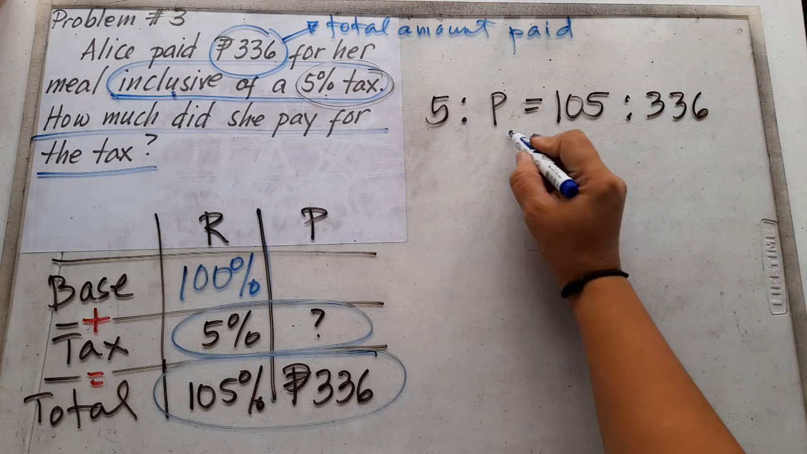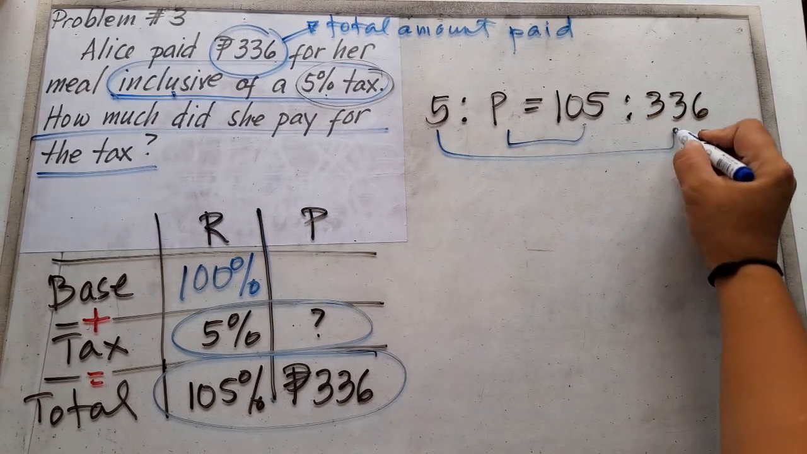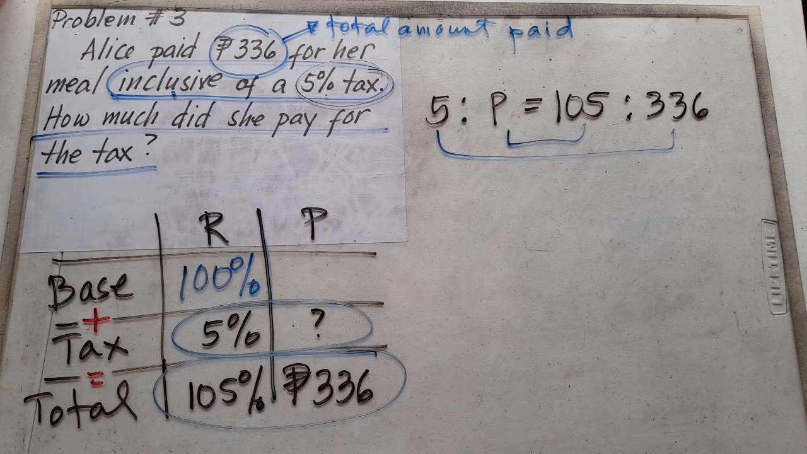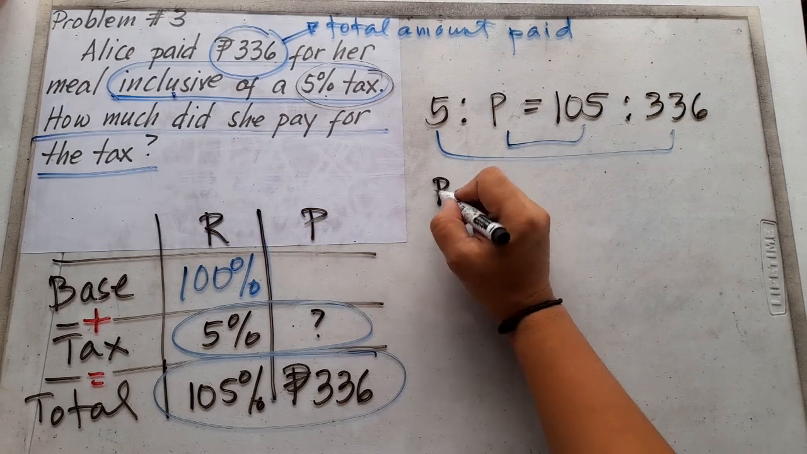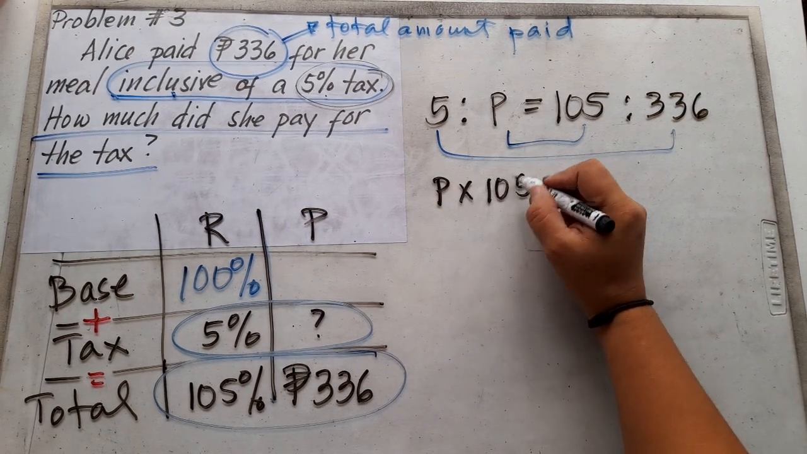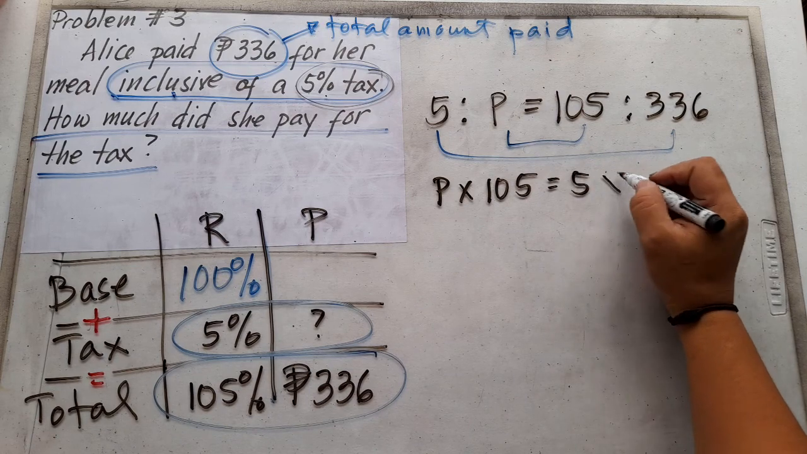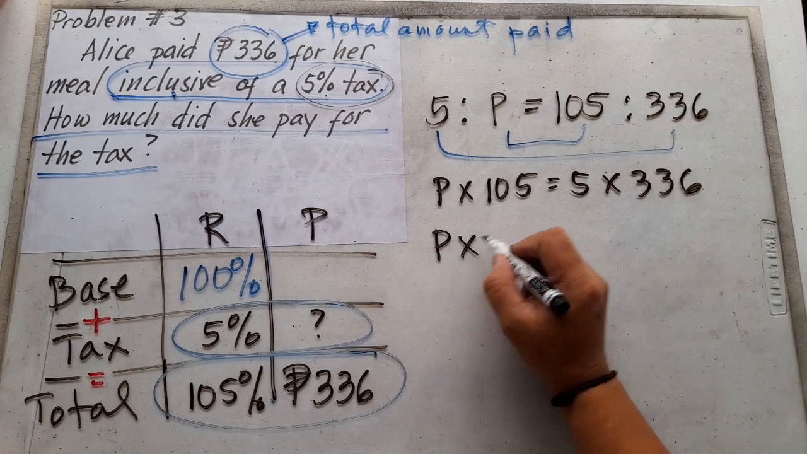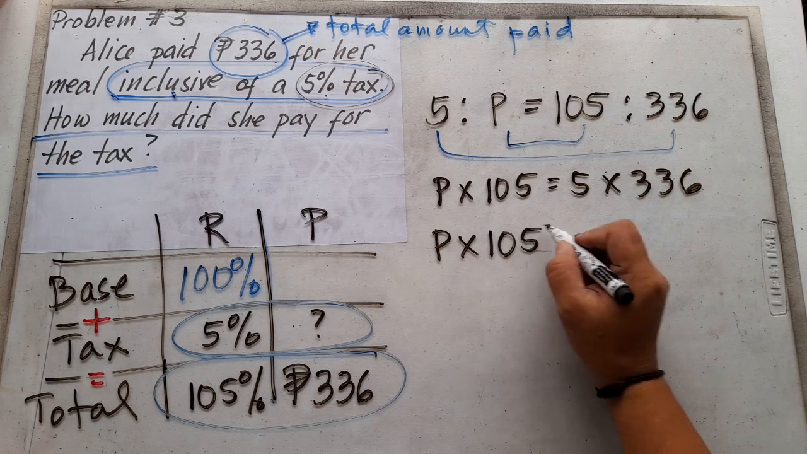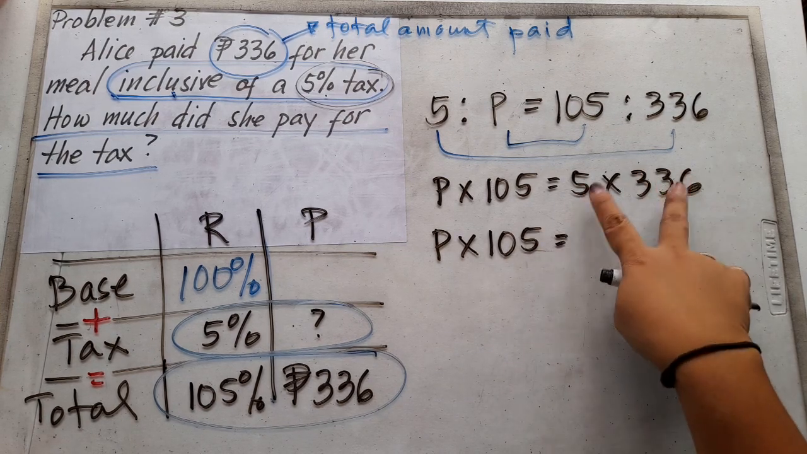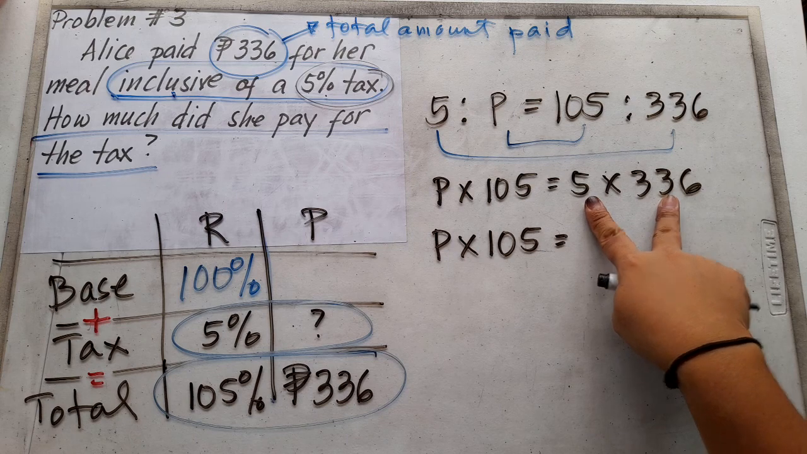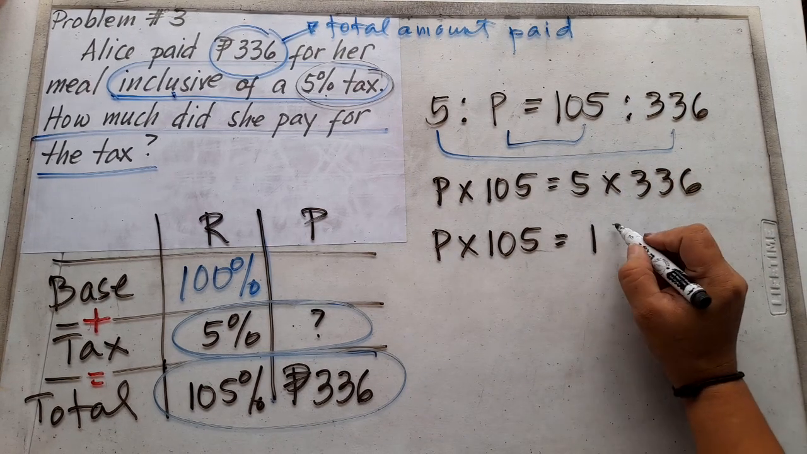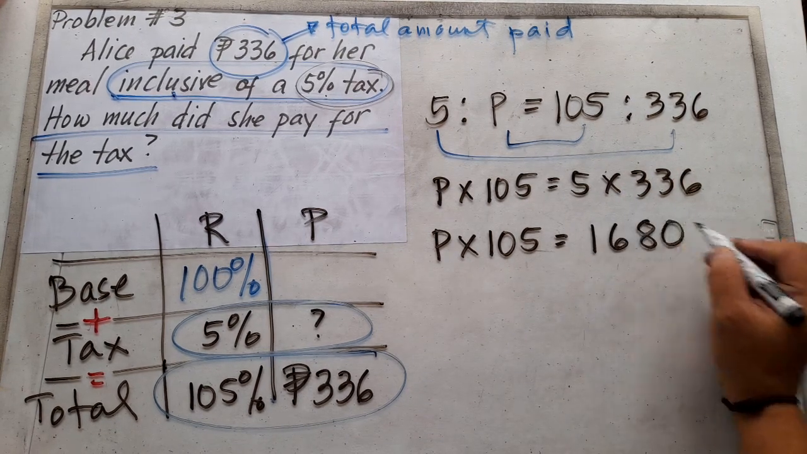We multiply the means, multiply the extremes. We'll have P times 105 is equal to 5 times 336. And P now times 105 has the same value as the product of 5 and 336, which is 1,680, excuse me.